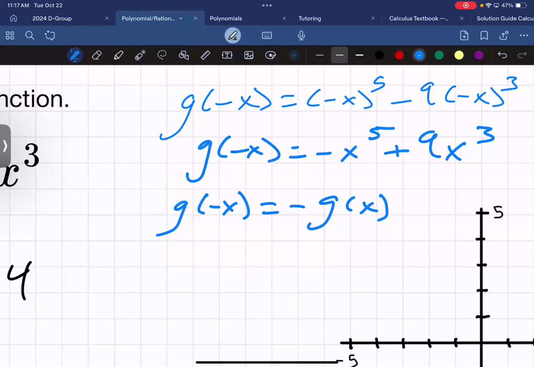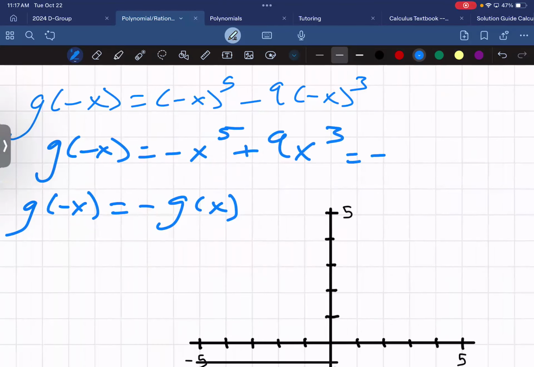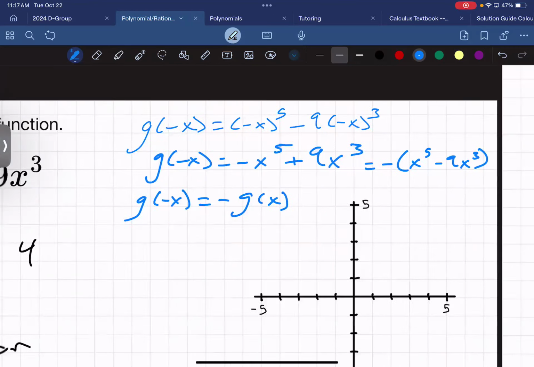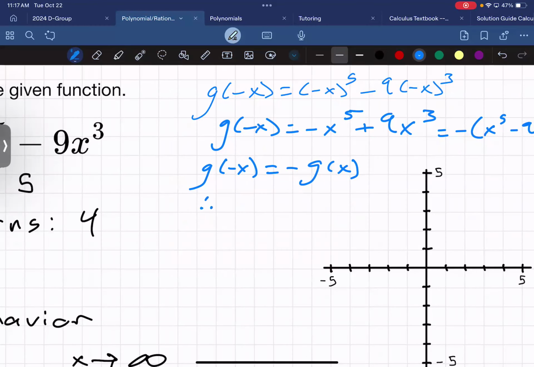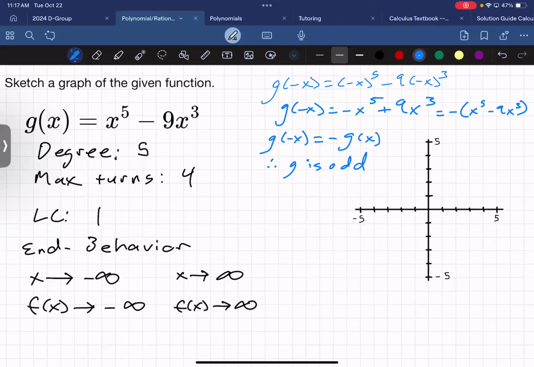So if I pull out a negative, I'll get the positive x to the 5th and the negative 9x cubed again. If you need to see it, just write it out: if I pull out a negative, change my signs again, and then I'm back to where I started. Because of that, we can conclude that therefore G is odd. Why is this helpful? Well, that means if I plot the point 2, 3, then negative 2, negative 3 is also a solution. I only have to focus on one side of my graph now, get the points I need, and copy it over to the other side.